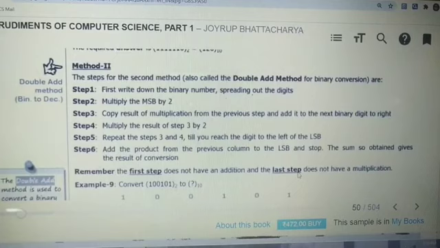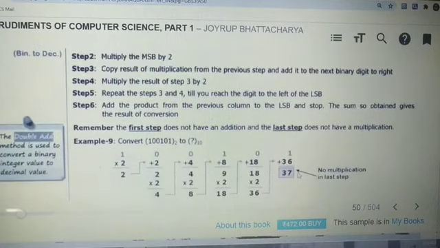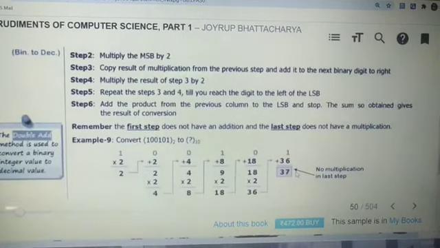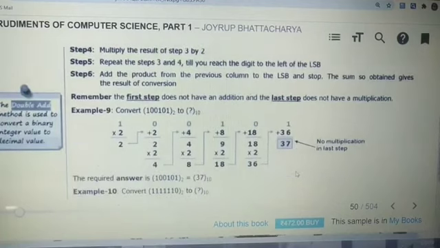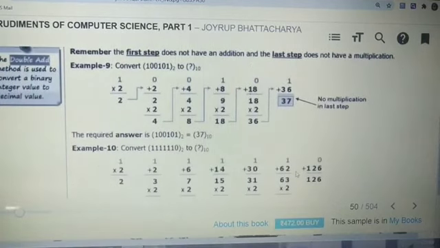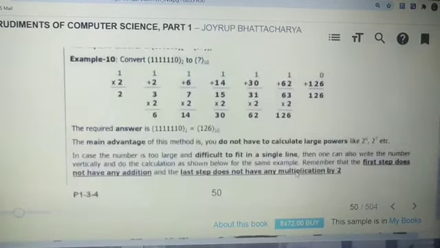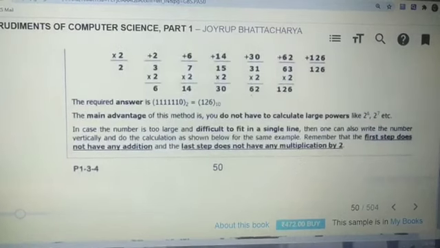Now, there is also the double method, but we will skip that method because it is not required.